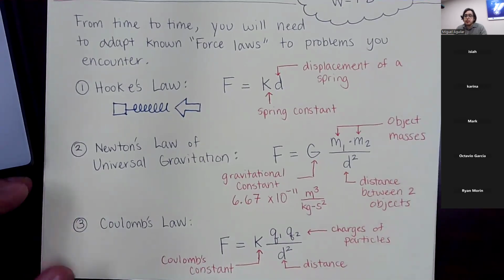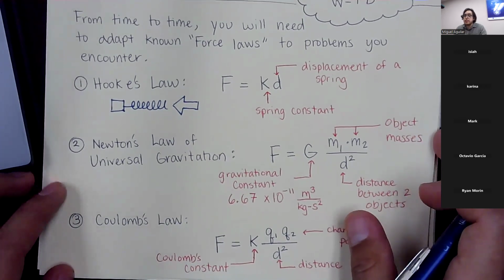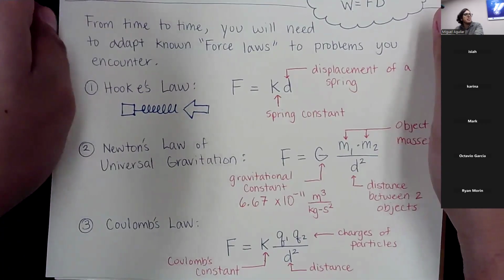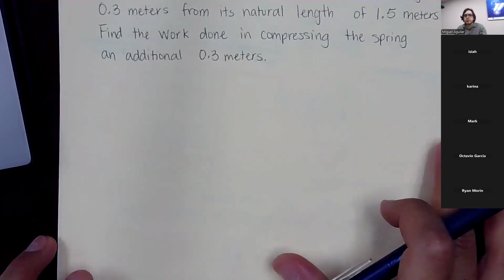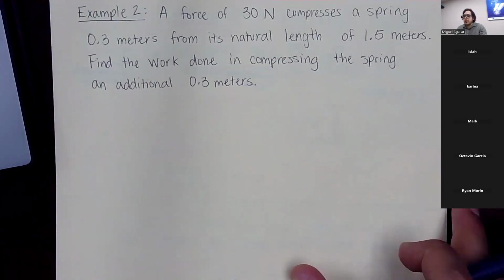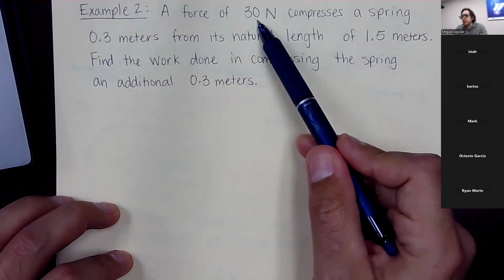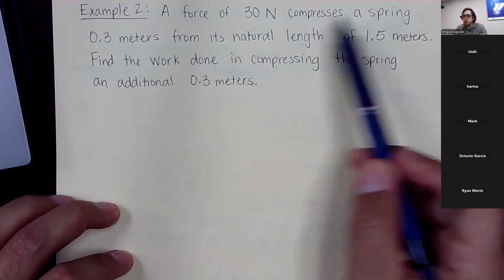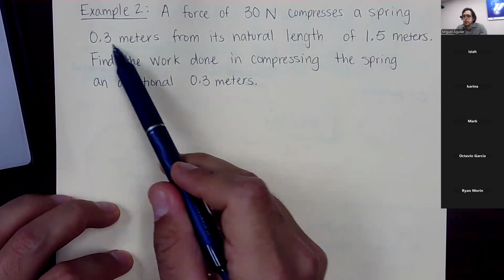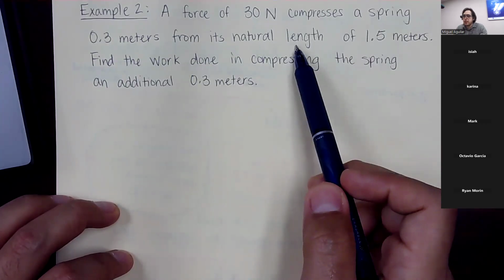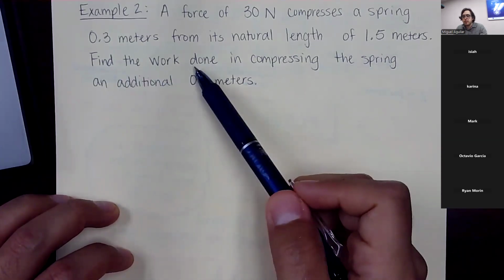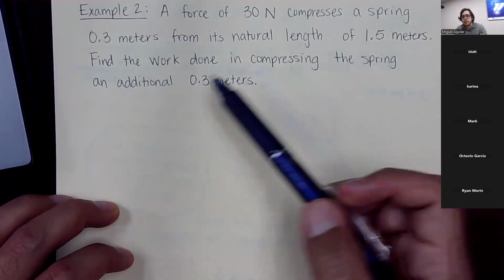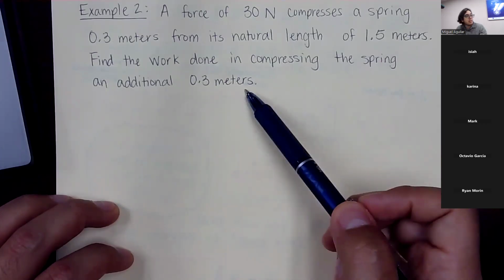All right. So that's a lot being thrown at you, and the textbook is just like, oh yeah, you should know these things, right? But now we're going to put them in action with some of these examples. Okay. So the first example says a force of 30 newtons compresses a spring 0.3 meters from its natural length of 1 meter. Sorry, 1.5 meters. Find the work done in compressing the spring an additional 0.3 meters.